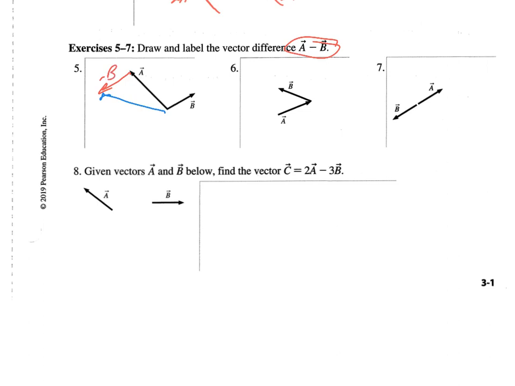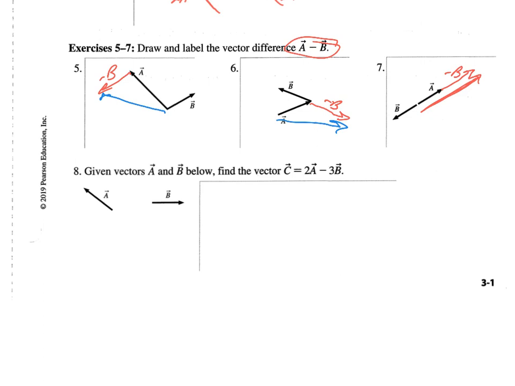Alright, a minus b again. Minus b is going to be this way. Might have made that one a little too long, but there's my answer. And minus b is going to be here. And then my whole vector will be the whole one there.